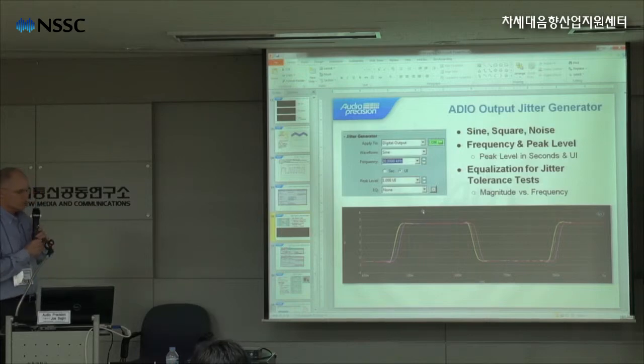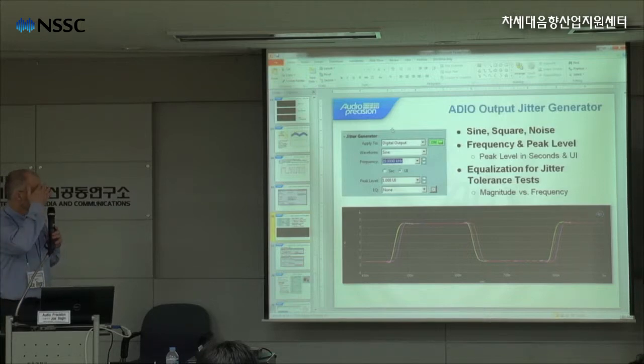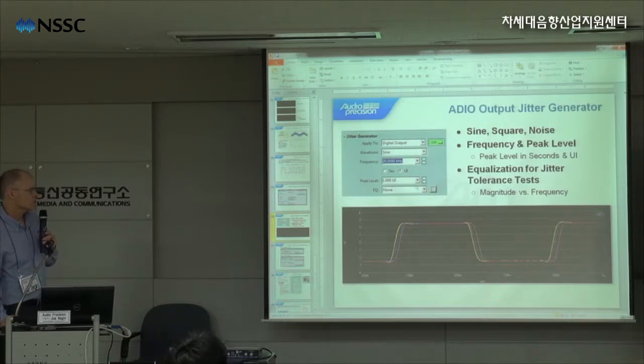This is a view of the jitter generator panel in the APX software. You have a choice of sine, square, or noise. You have the frequency of the jitter signal and the peak level of the jitter signal, either in units of seconds, nanoseconds, or unit intervals. And of course you can apply an equalization curve for these jitter tolerance tests. So if you want to run the AES3 standard jitter tolerance test, you would load a template for that curve into this EQ and apply that.